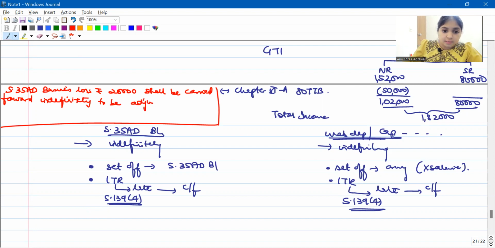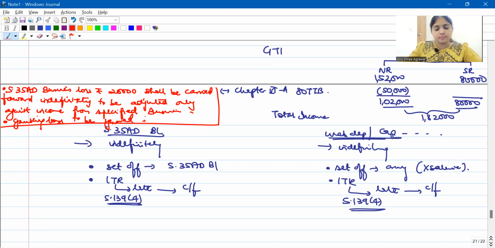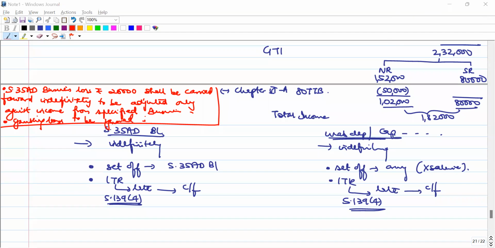to be adjusted only against income from specified business. Next point, write down: gambling loss to be ignored. Gambling loss to be ignored. Crystal clear, guys? Any questions?